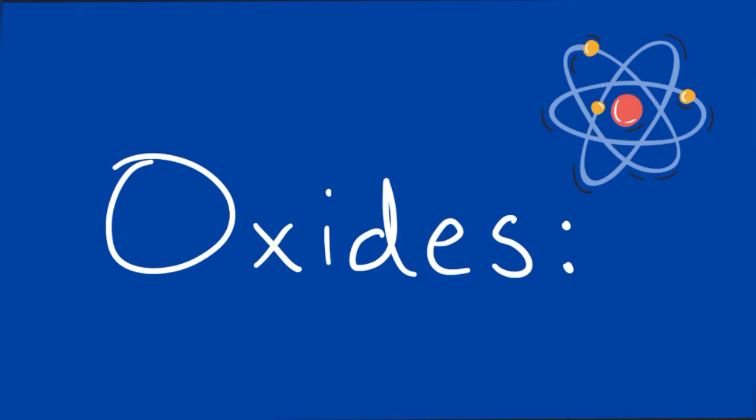Oxides are compounds of metals or nonmetals with oxygen. There are 4 types of oxides. We tell the difference between these 4 types by their typical chemical reactions.